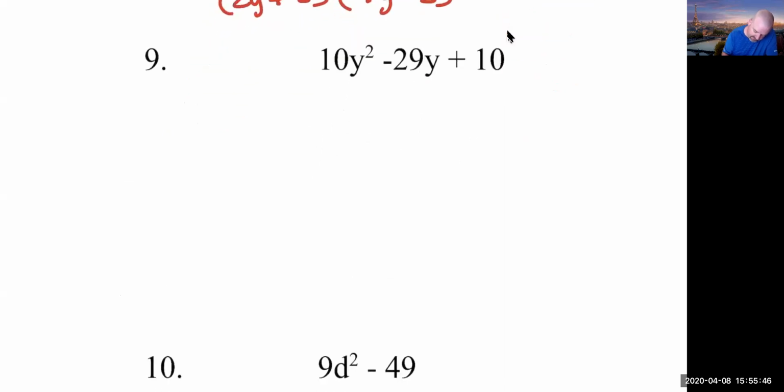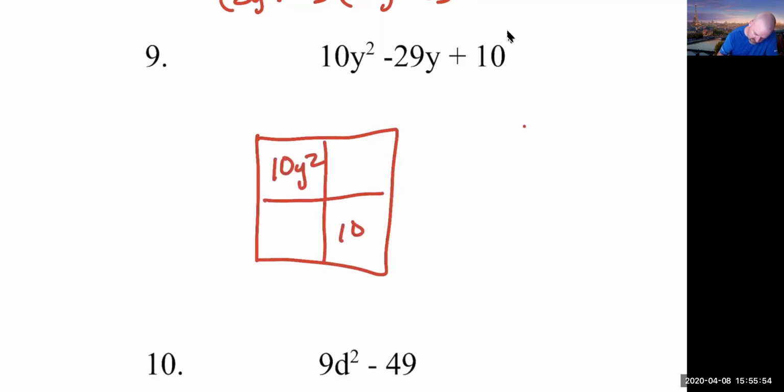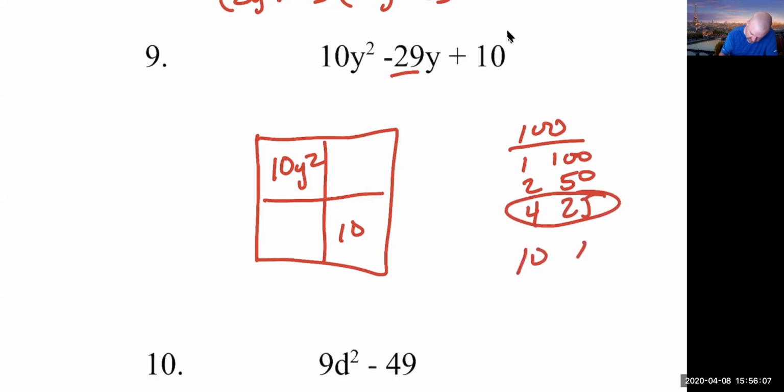Next, number 9. Bigger numbers here, doesn't mean harder. We have 10y squared and we have 10. 10 and 10 is 100. So now you need factors of 100 that add up to -29. So that's 1 and 100, no. 2 and 50, no. 4 and 25, there you go. You'd also have 10 and 10. But 4 and 25 works if they're both negative.